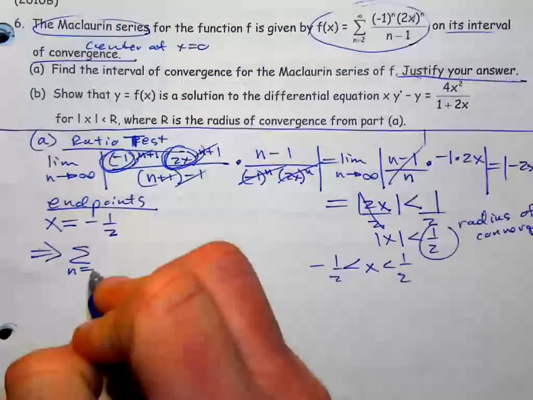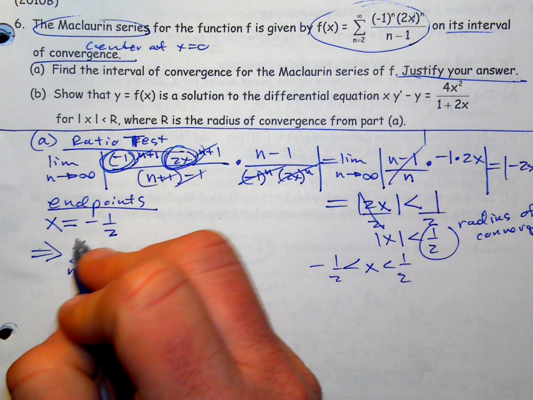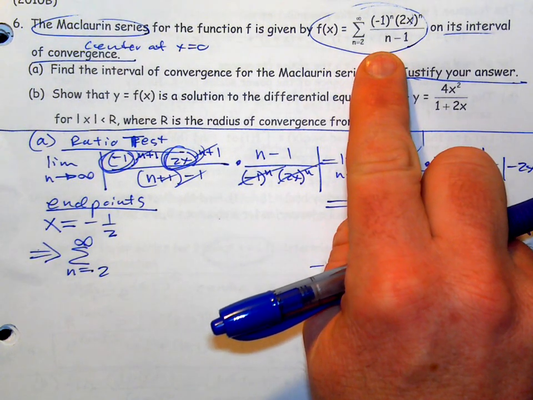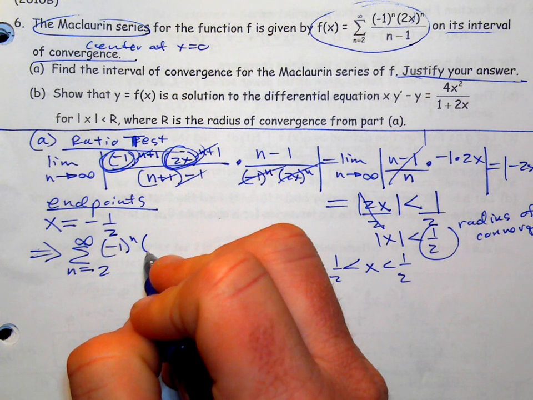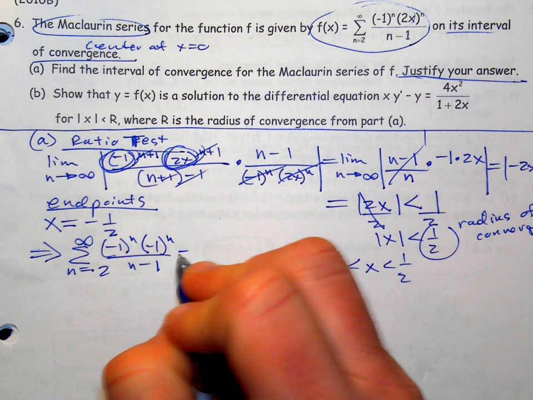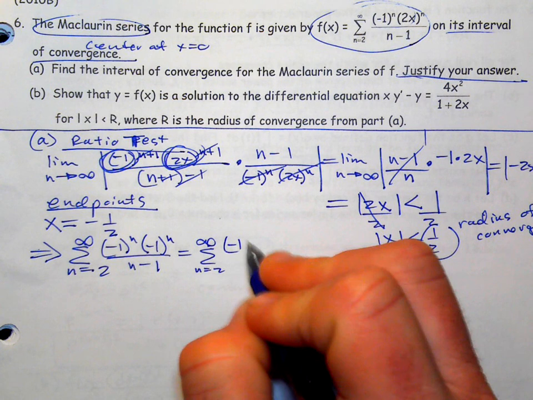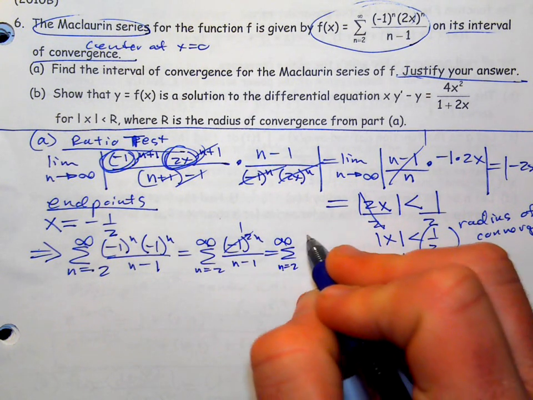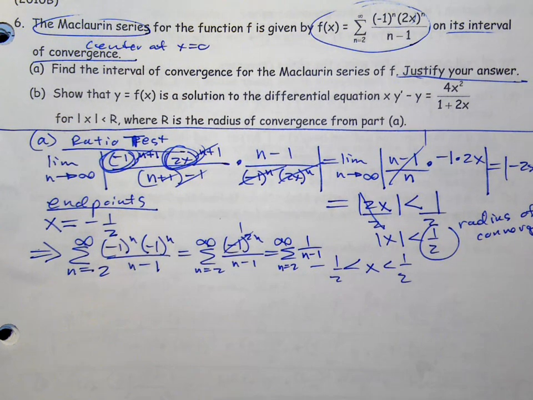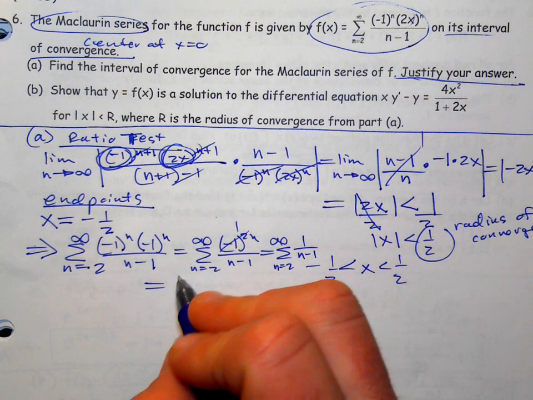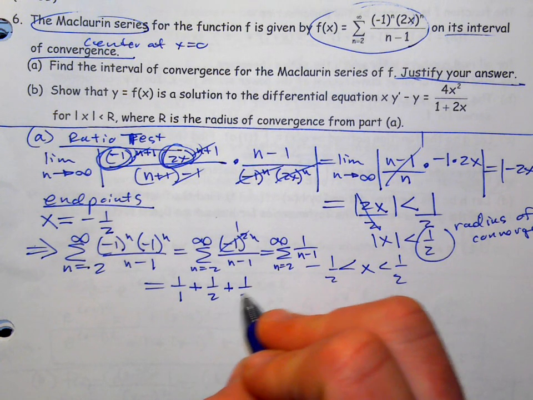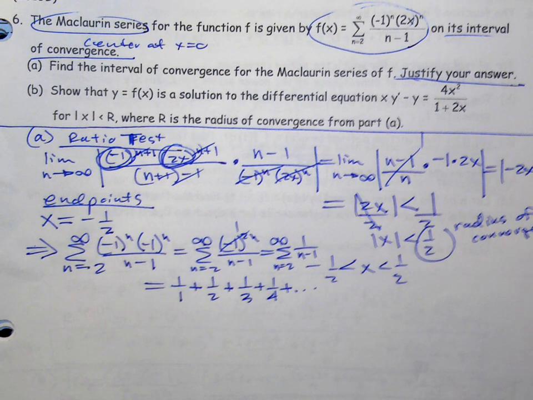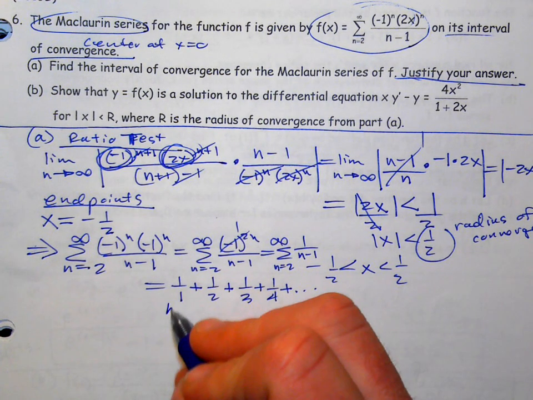Rewrite the power series as a number series. So I'm taking this series and I'm plugging negative 1/2 into it. Now, negative 1/2 will give you negative 1 to the n minus 1, which will give you negative 1 to the 2n, and that would give you positive 1. So you get 1 over n minus 1. This series, if you write it out, if you start at 2, it's going to be 1 over 1 plus 1 over 2 plus 1 over 3 plus 1 over 4 plus... That should look familiar to you. That is the harmonic series.